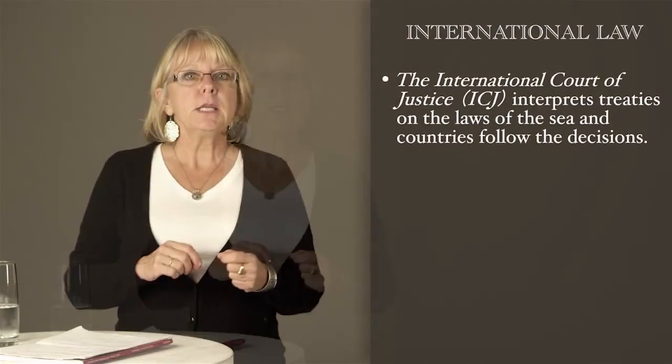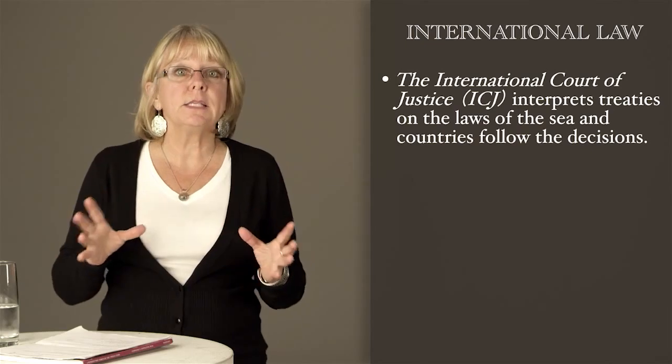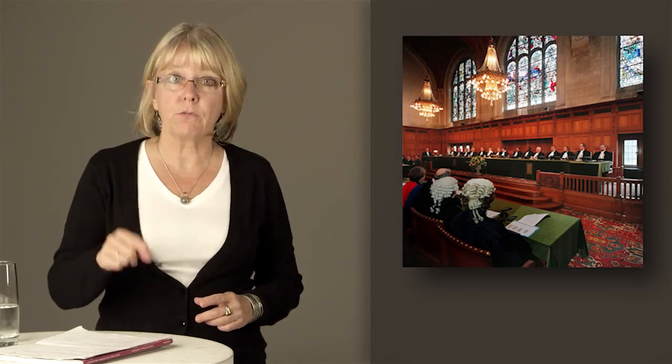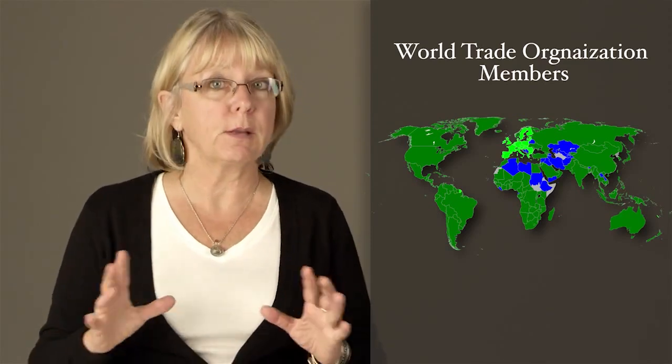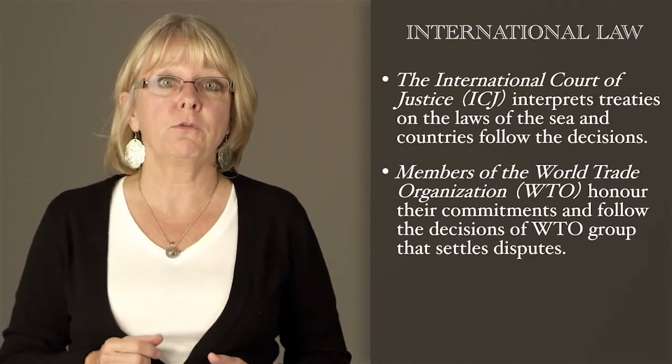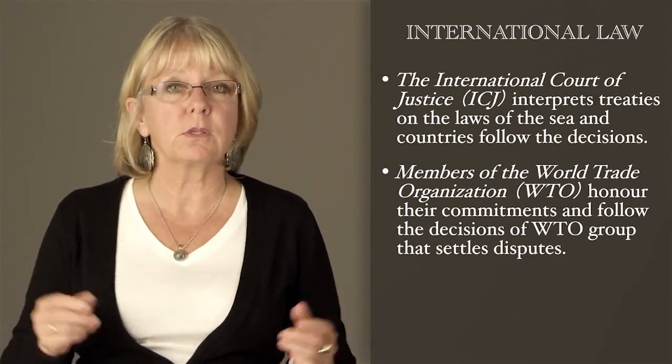Here's one. The International Court of Justice, the ICJ, interprets treaties on the laws of the sea, and countries follow those decisions. Also, members of the World Trade Organization, the WTO, honor their commitments. They also follow the decision of WTO's group that settles disputes. Now, why is this? Why do countries surrender some of their sovereignty? Why do they agree to hand over cases to international courts or tribunals and then usually follow decisions, even if they are unhappy with them?